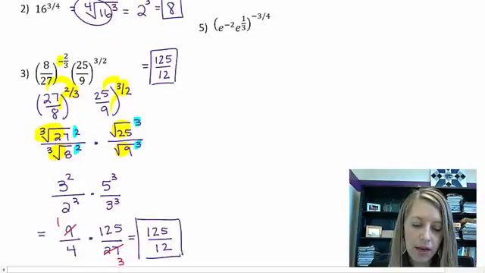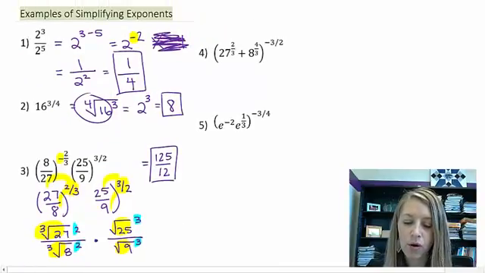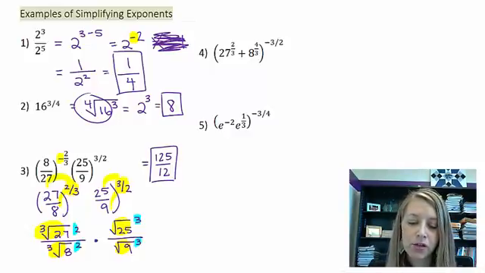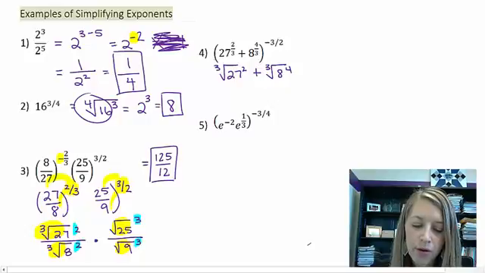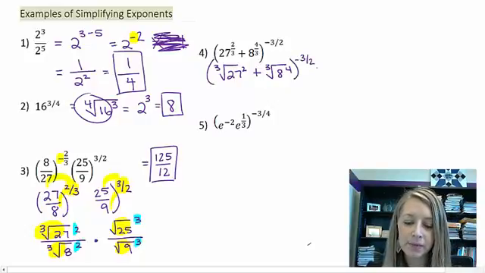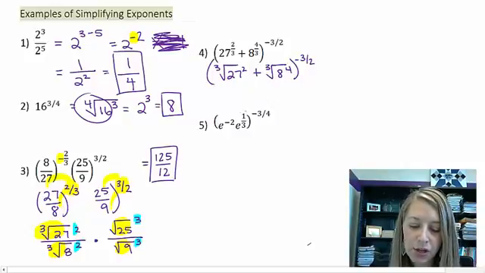Okay, let us move on to number 4 and 5. Maybe a little bit more complicated, but still we should be able to do this. So 27 to the 2/3 is the same thing as cube root of 27 squared. Same thing with 8 to the 4/3 is the same as cube root of 8 to the 4th power. I'm going to leave this negative 3/2 on the outside as is. Let me take care of these cube roots.